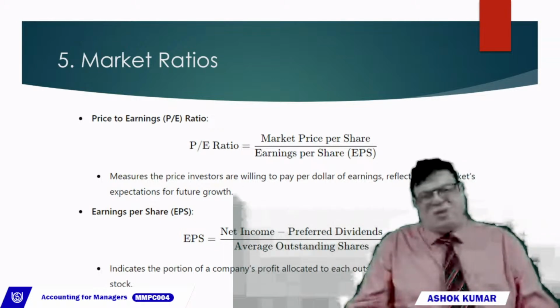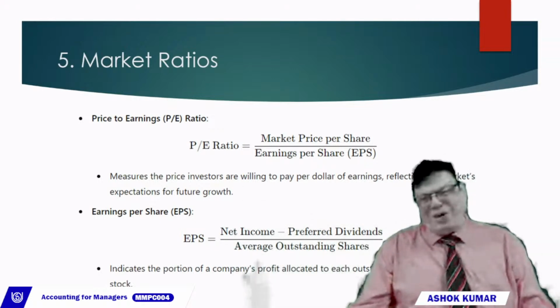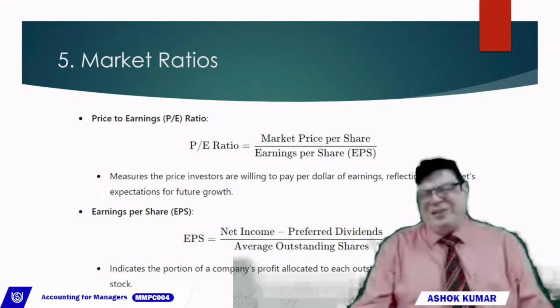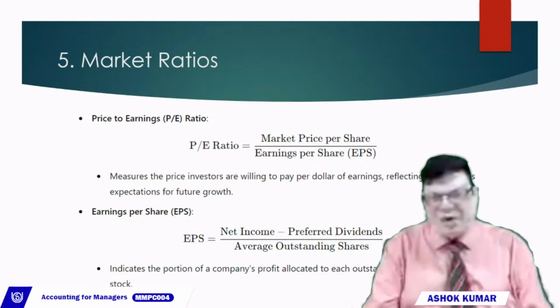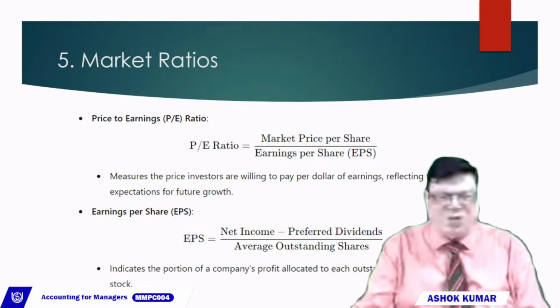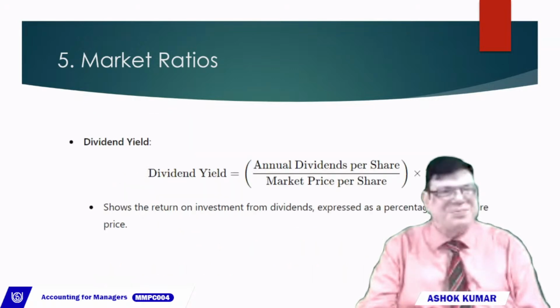Earnings per share, EPS, is equal to net income minus preferred dividends, divided by average outstanding shares. It indicates the portion of a company's profit allocated to each outstanding share of common stock.